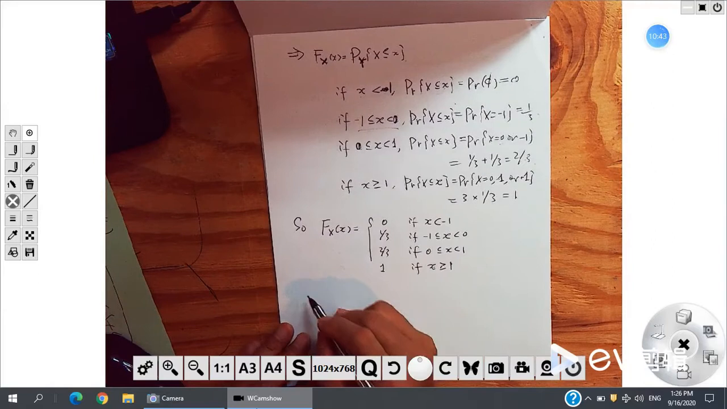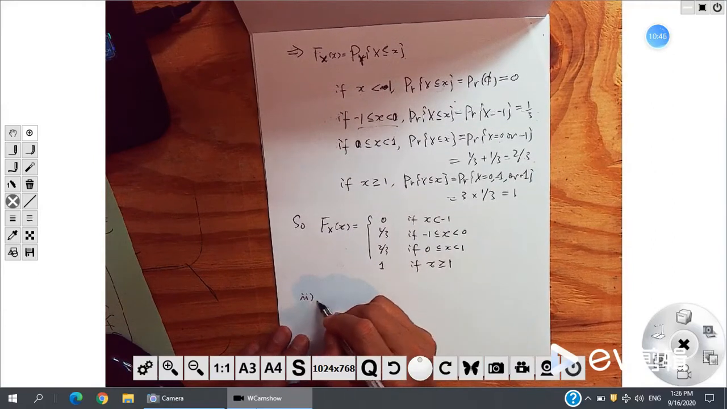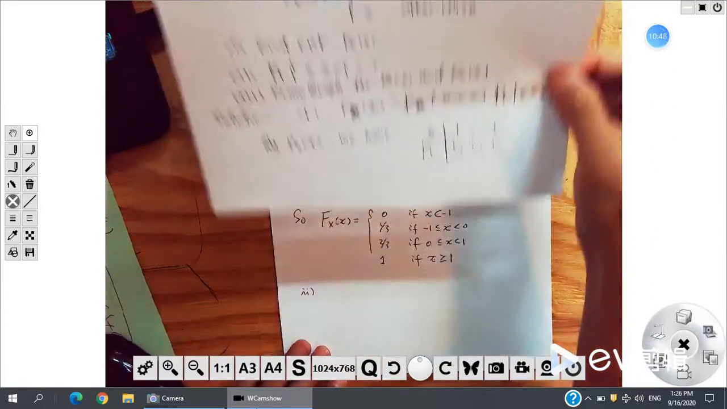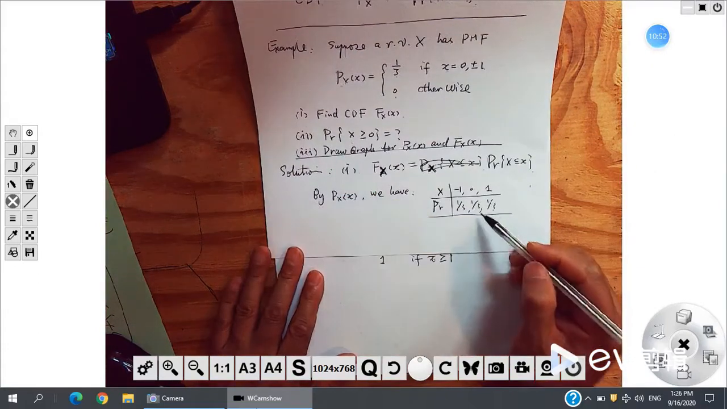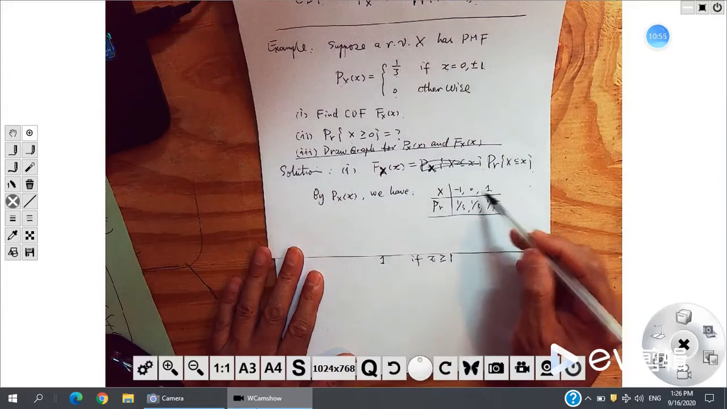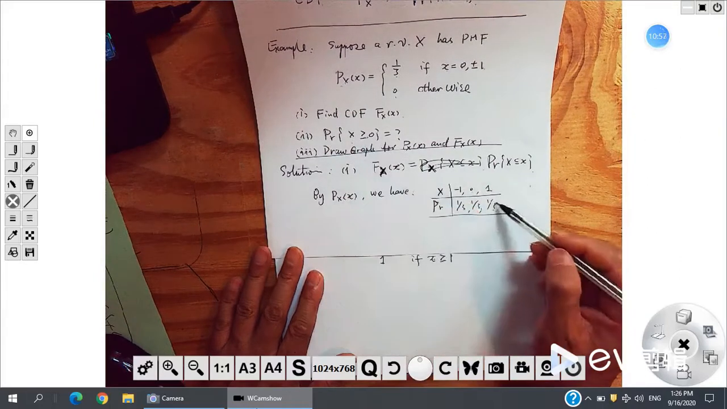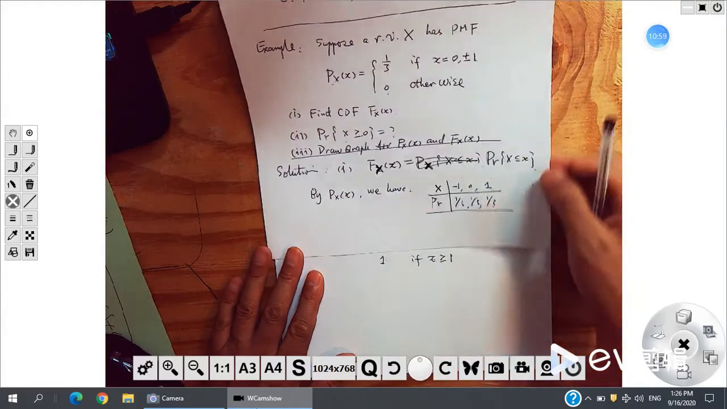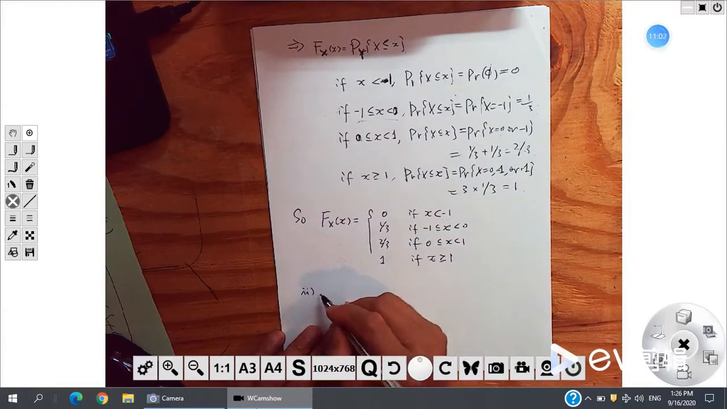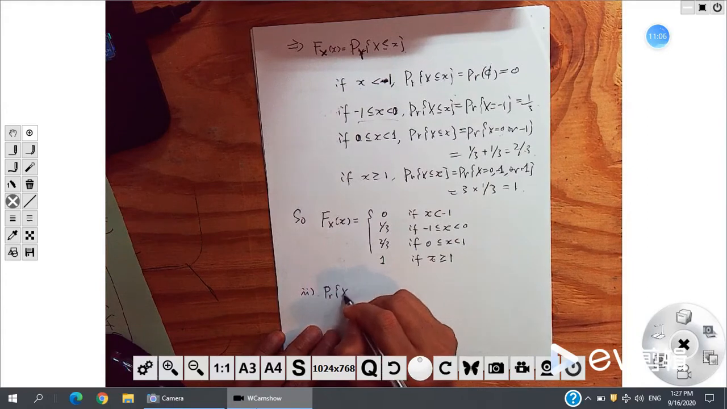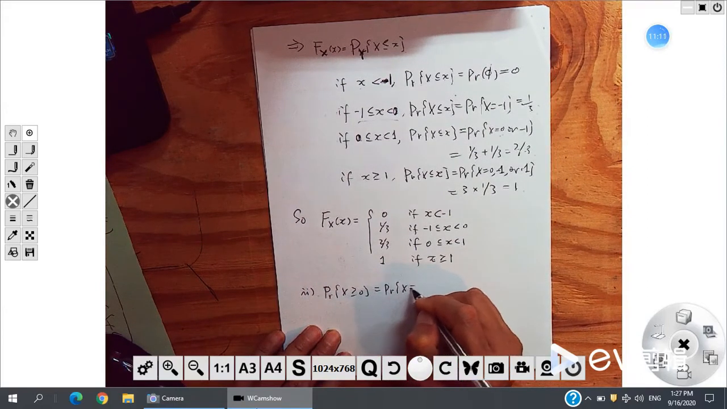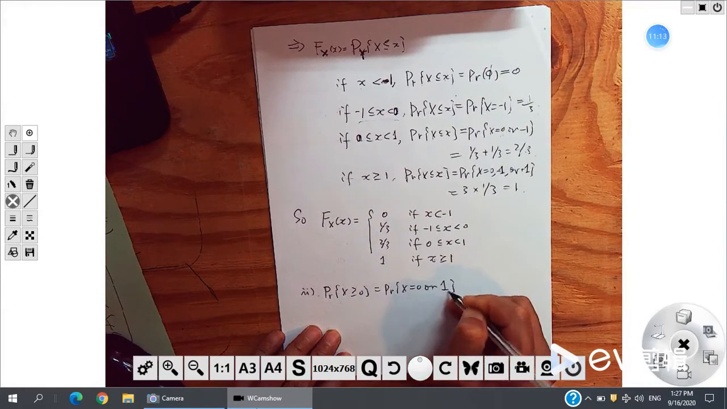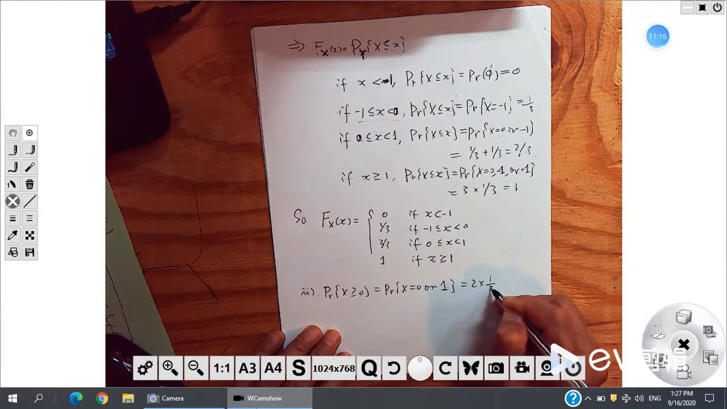And okay, then the second, we want to know the probability of X positive. Actually, we can have it here, right? Non-negative, larger than or equal to 0. So it's this one plus this one. It's 2/3. The probability of capital X larger than 0 is the probability of capital X equal to 0 or 1. So it's 2 times 1/3. It's 2/3.